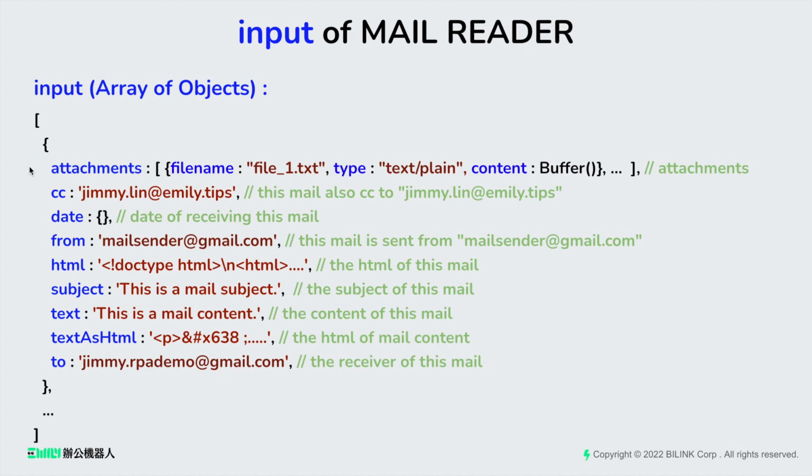File name represents the name of the file, type represents the type of the file, and content represents the content of the file. The key CC in the mail object represents the carbon copy. Date represents the date and time the mail was received. From represents the sender. HTML represents the HTML text of the mail. Subject represents the subject of the mail. Text represents the text of the mail. Text as HTML, the HTML text of the mail. To represents the recipient of the mail. Users can refer to the above information to output the specified information in the mail as a form.